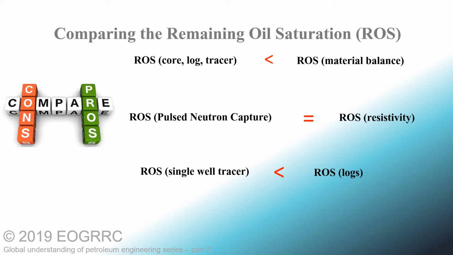In comparing the remaining oil saturation techniques, we can see that the average ROS values from core, log, and tracer tests are smaller than those taken from the material balance calculation. And the ROS values from pulsed neutron capture and resistivity techniques are equal. SOR from a single well tracer, on the other hand, is lower than the SOR calculated using logs.